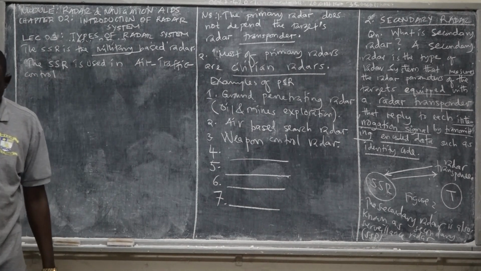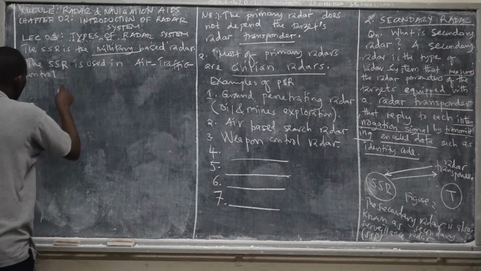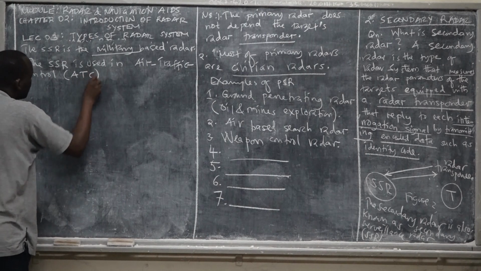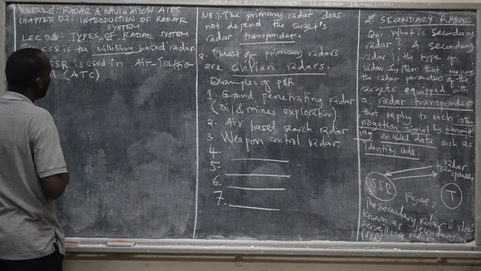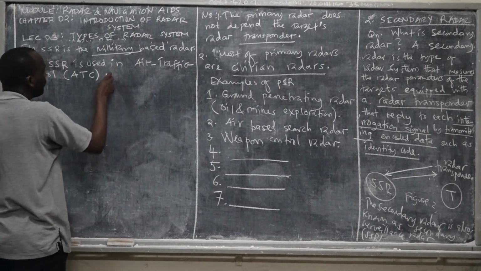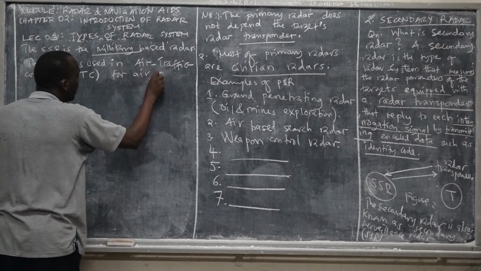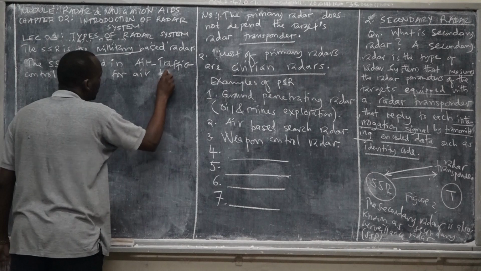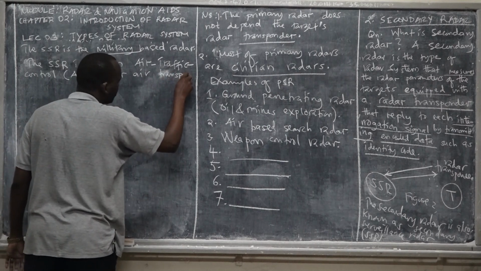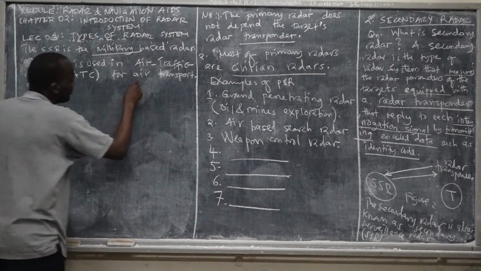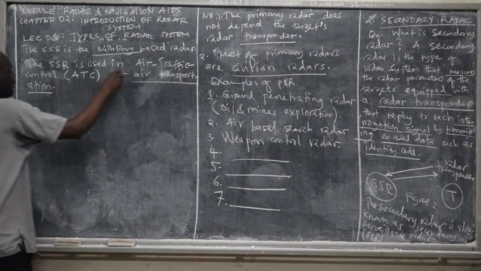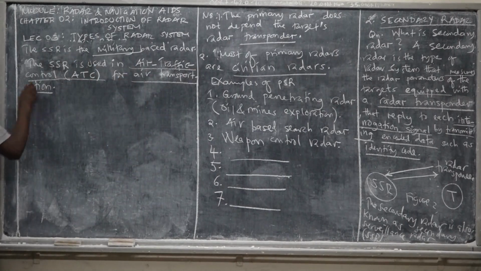Air traffic control, in short we call it ATC. Air traffic control means air transportation. So the secondary surveillance radar is used in air traffic control.